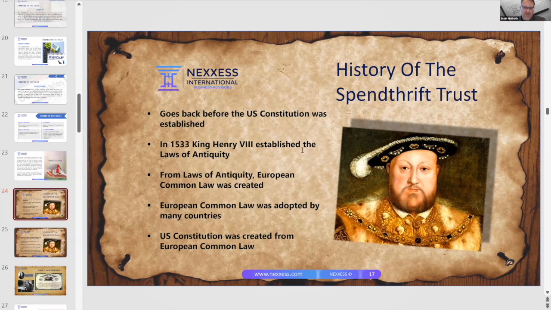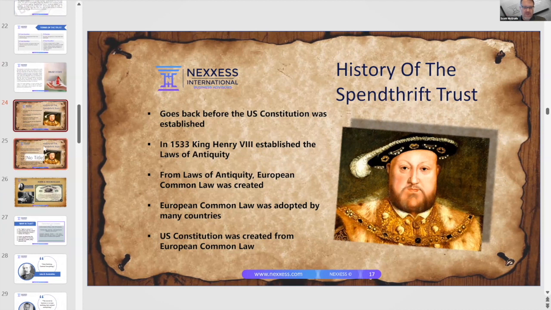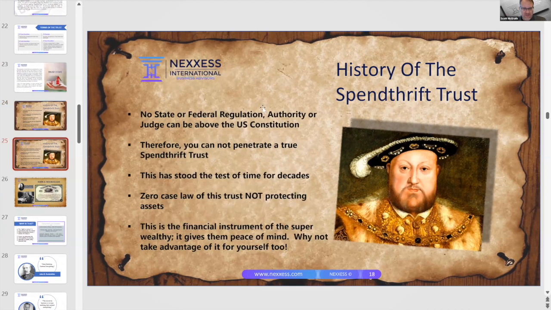The actual U.S. Constitution itself was created in the form of a trust. So it has beneficiaries. It has an agreement, a trust agreement. It's a trust in and of itself. No state or federal regulation, authority, or judge can be above the U.S. Constitution. Therefore, you cannot penetrate a true spendthrift trust. This has stood the test of time for decades. Zero case law of this trust not protecting assets. This is the financial instrument of the super wealthy. It gives them peace of mind. So why not take advantage of it for yourself?